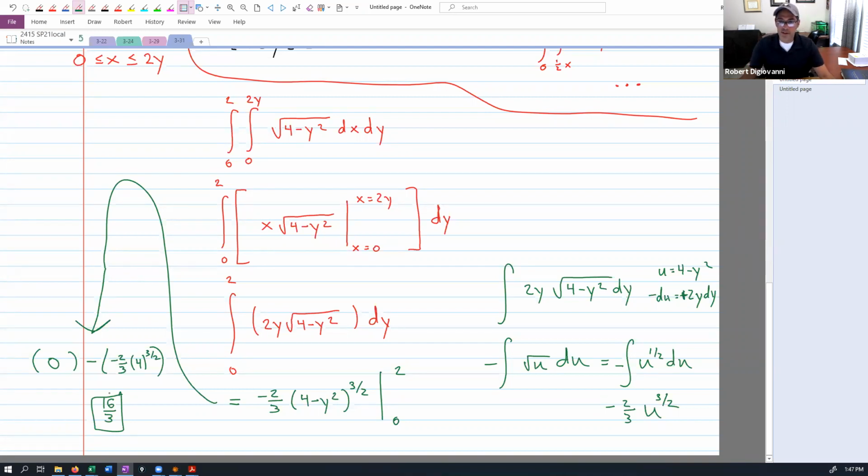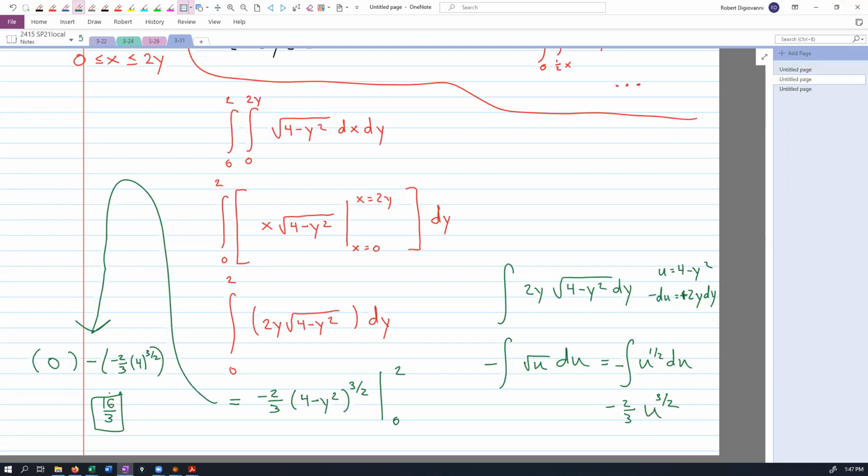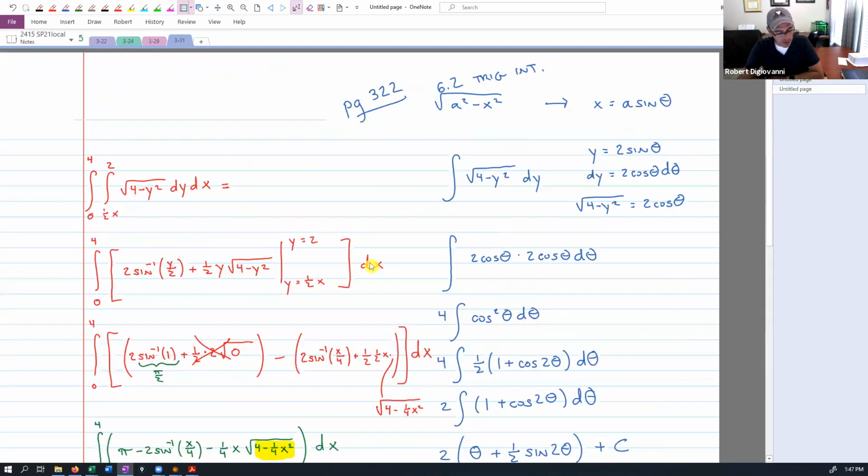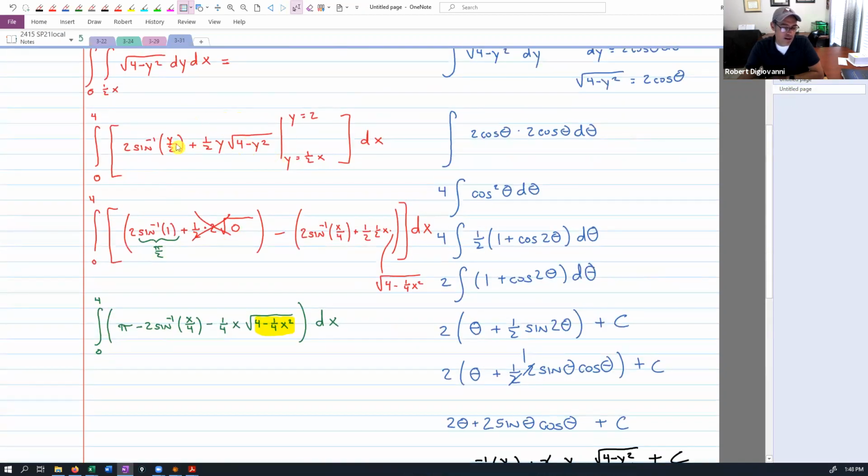So to answer, I don't know who mentioned changing the integration to a type 2. Was that you, Adam? Yeah. So when we got to this point on the previous work, right when we got to this, would it matter if we change the order, like the type 1 to type 2? Is it gonna make our integration easier? Not necessarily, but it could.